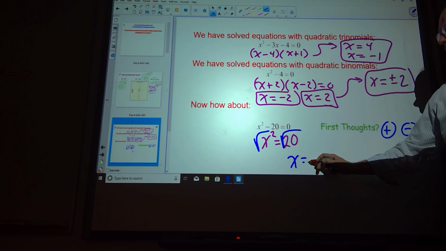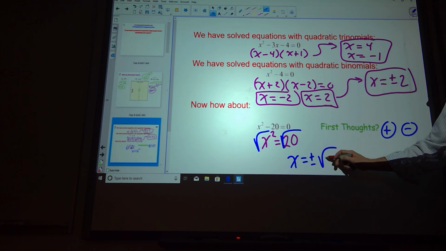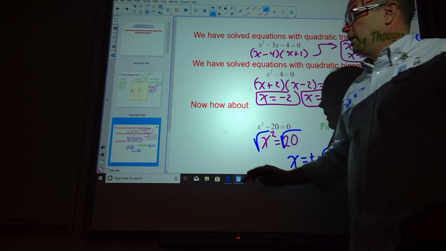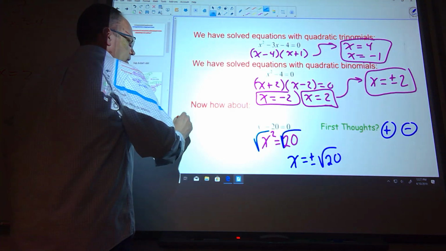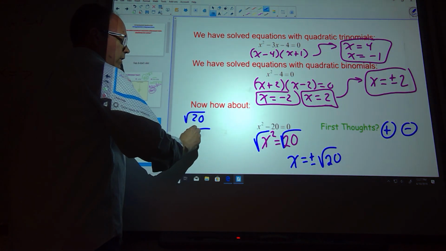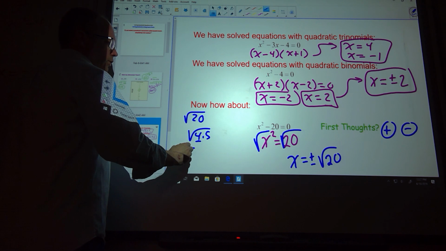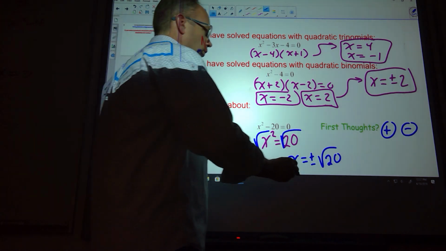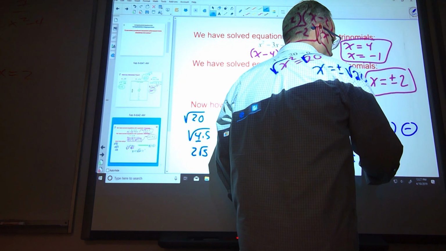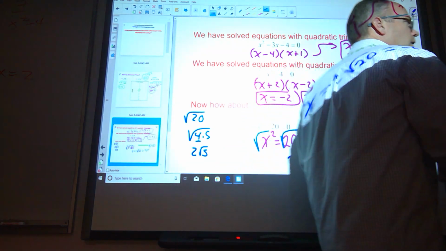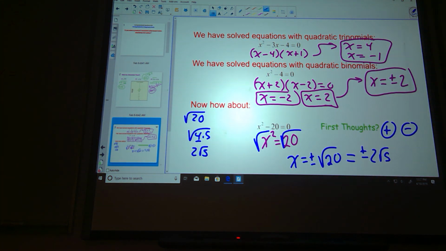Now, I can break this down to this, but I know that 20, if I did the square root of 20, that's 4 times 5. The square root of 4 is 2, so I had 2 square root 5. So this answer is actually plus or minus 2 square root 5. Plus or minus means there's a positive answer and there's a negative answer. Okay? That means they're on either side of the vertex. You're a certain amount this way from the vertex, a certain amount this way from the vertex.